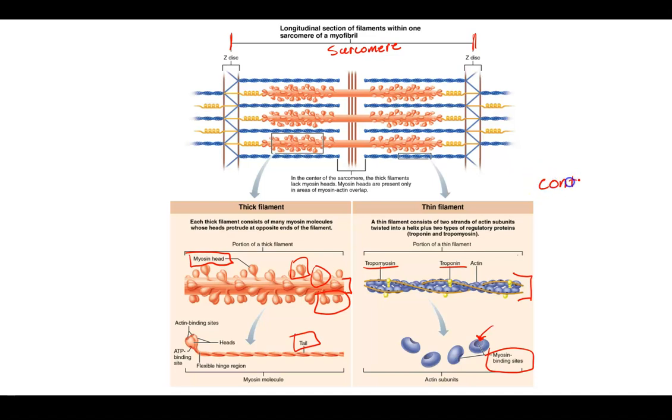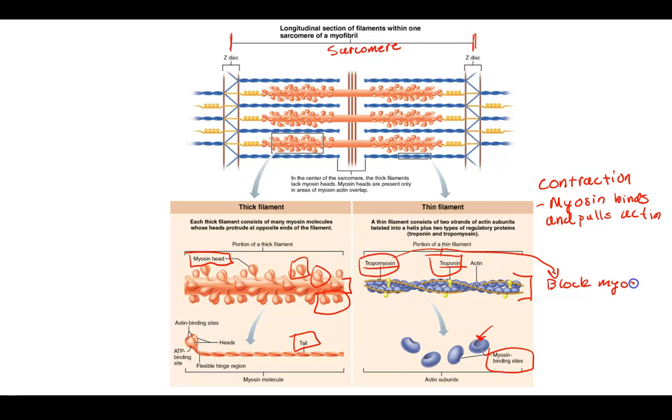So let's write this down to make sure we're keeping track of it. Contraction occurs when myosin binds and pulls actin. Troponin and tropomyosin, their job here is to block myosin. So you can imagine if we need to contract, we need to get rid of troponin and tropomyosin. Now we may not need to fully get rid of these proteins, but we have to at least move them out of the way, right? Because they are blocking those binding sites on the actin.